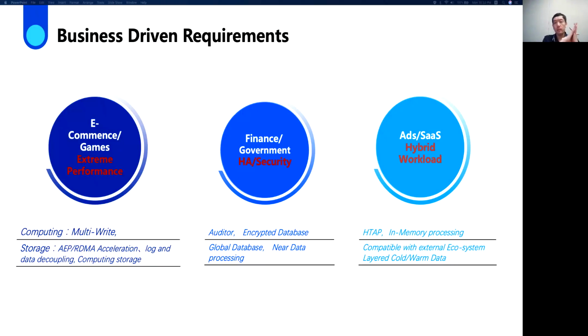Going forward, the evolution direction of database technologies will continue to be defined by business-driven requirements. For example, the e-commerce and games industries require extreme performance. To meet this requirement, maybe we can rely on technologies like multi-write for high write throughput, and hardware acceleration can also be considered at the storage layer to speed up the I/O.